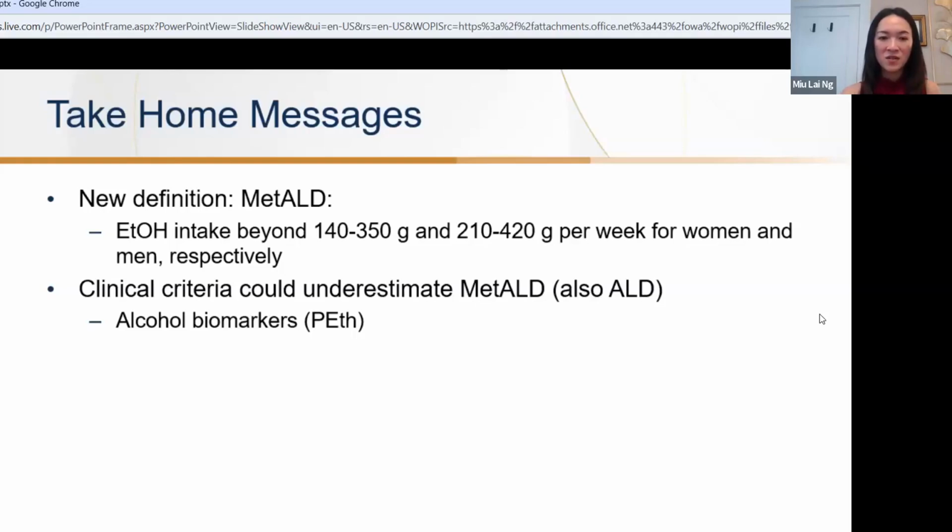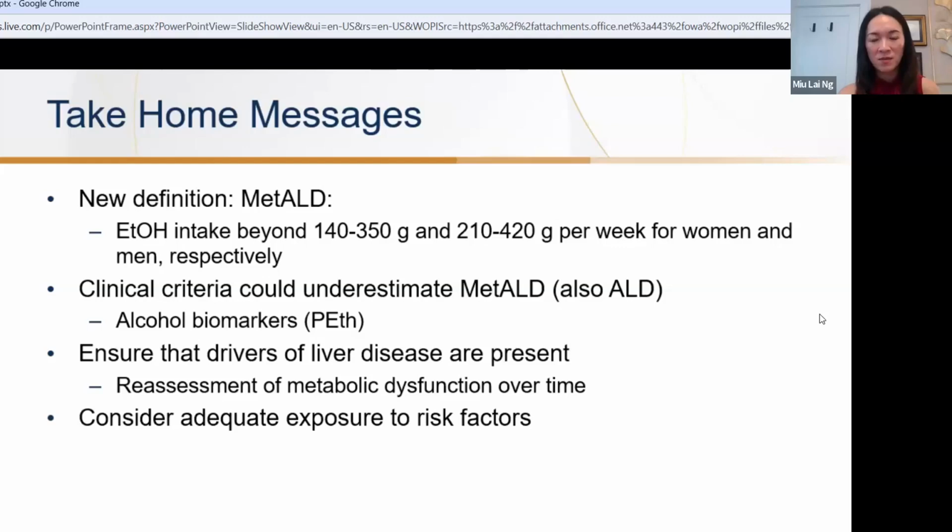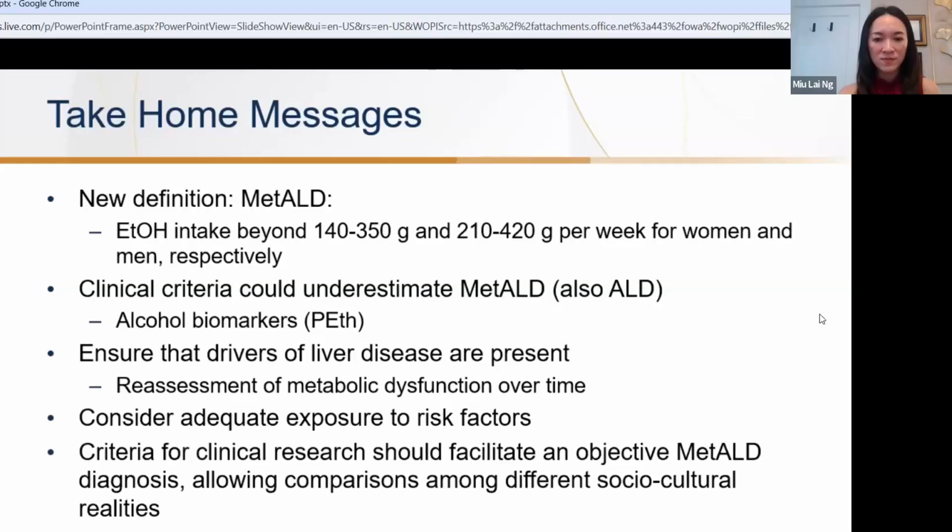And clinical criteria could underestimate MetALD. We can use alcohol biomarkers. I actually incorporate that in my chronic liver disease workup, so the patient gets tested for PEth. And ensure that drivers of liver disease are present. You want to mention in your note that the patient has metabolic dysfunctions such as diabetes, prediabetes, hypertension, hyperlipidemia, OSA, PCOS, and consider adequate exposure to risk factors, allowing comparison among different sociocultural realities.